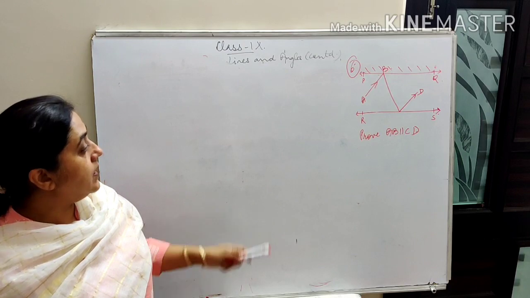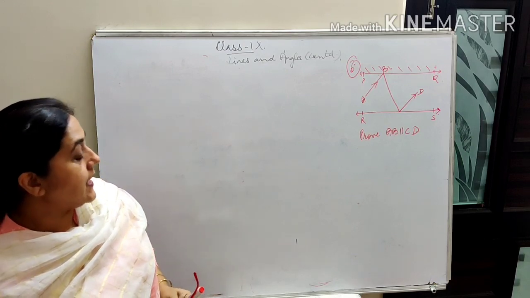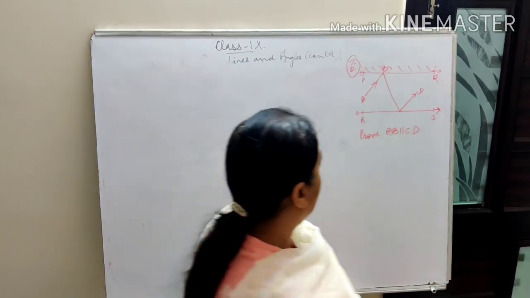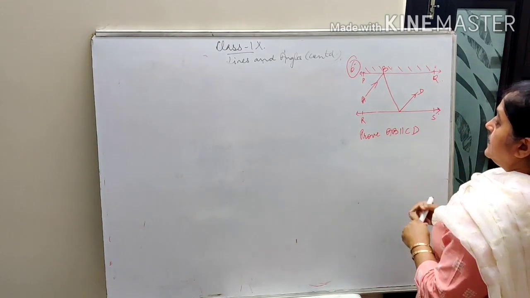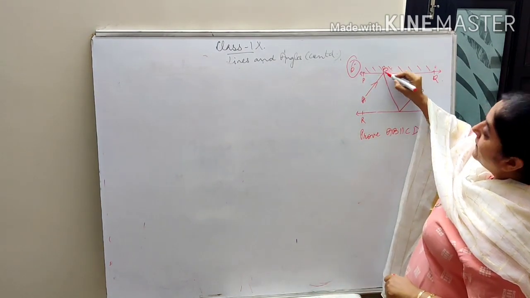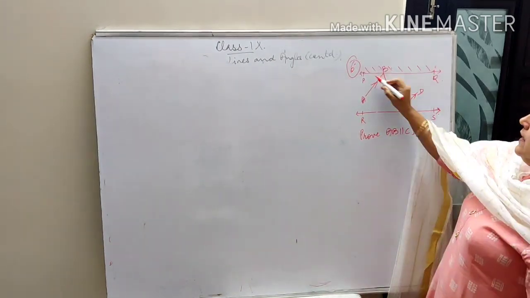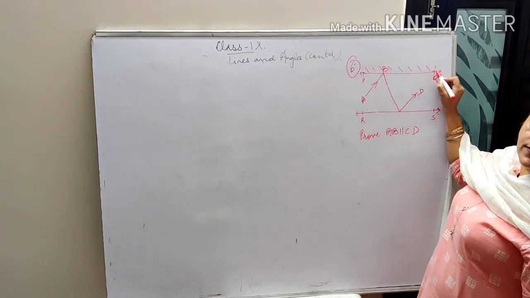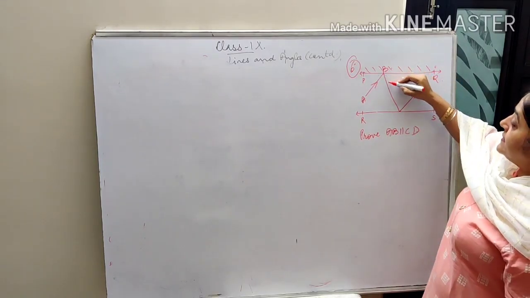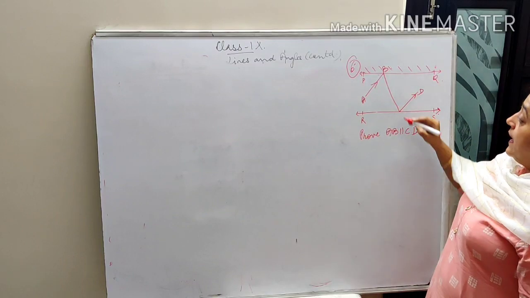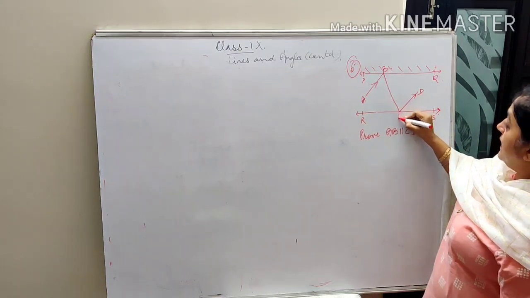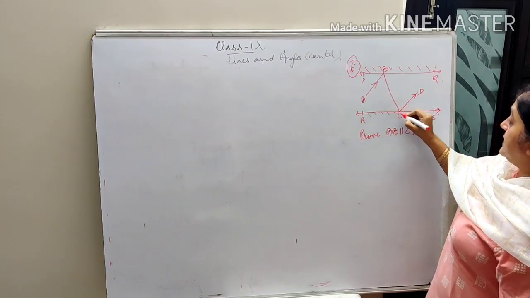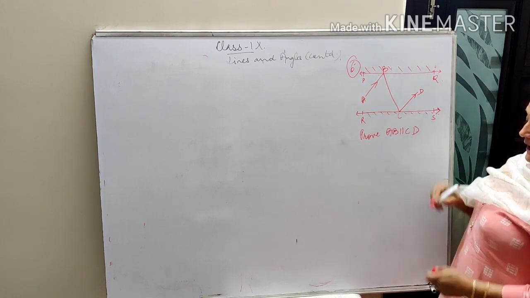See, now I am taking up question number 6, which says, please see this question very carefully. This question says that this is a ray. AB is a ray striking on the surface. Surface means mirror. And it is reflecting back. Again, when it is striking the surface RS, it is again reflecting back.